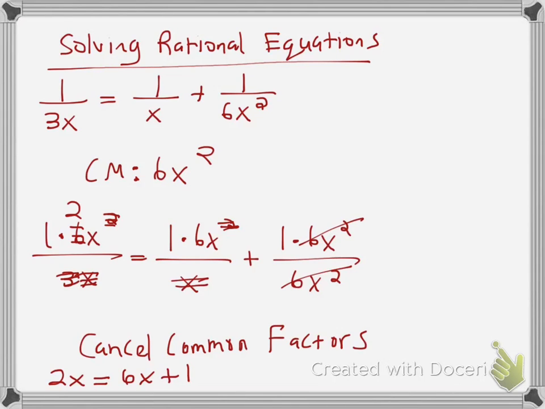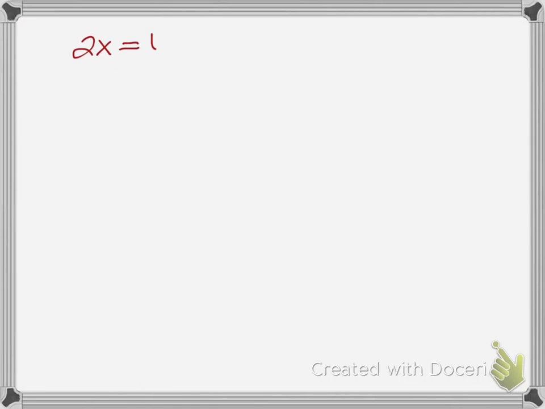So now, let me go back there so you can see what the equation is. Now you can see I'm left with this equation, 2x is equal to 6x plus 1. That's a heck of a lot easier to solve than what we started with. So that's what we're going to look at, and we're going to go ahead and do some solving now.